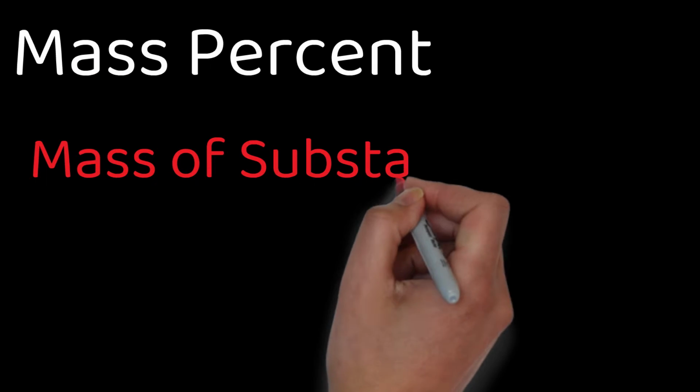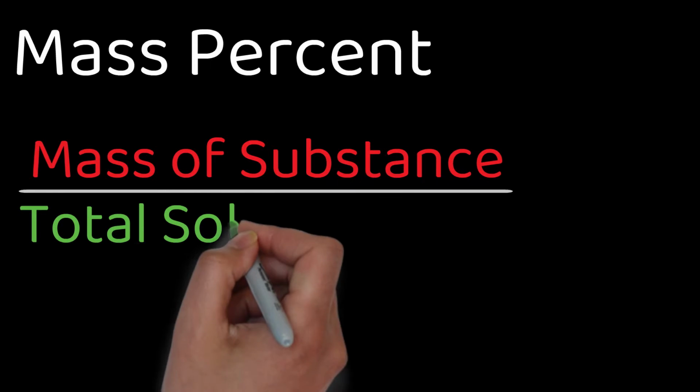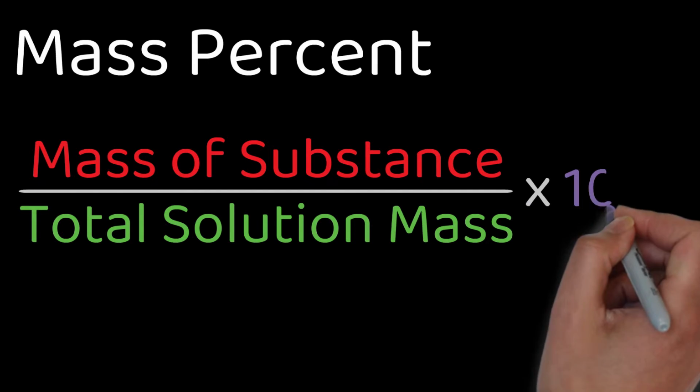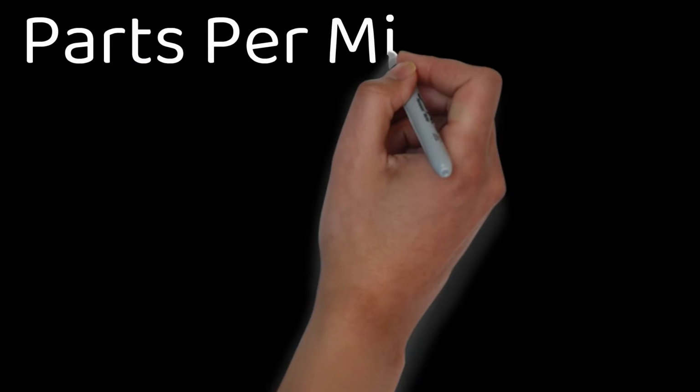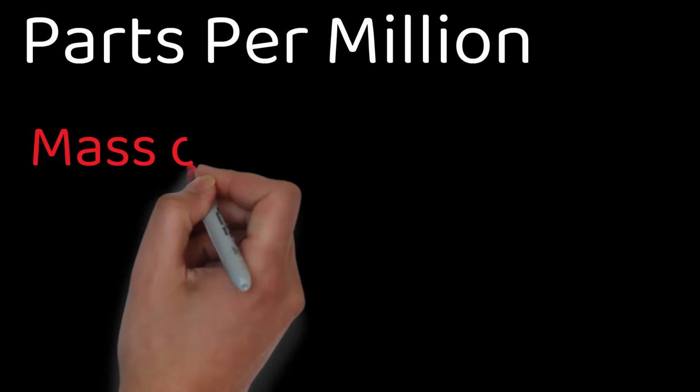We can also talk about concentration in terms of mass percent. This is defined as the mass of a solution's component divided by the total mass of the solution, times 100. In the same way, parts per million is the same calculation, only times a million instead of 100.